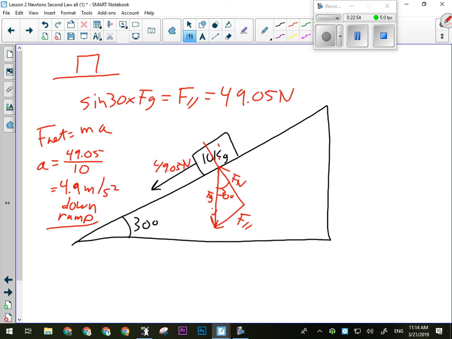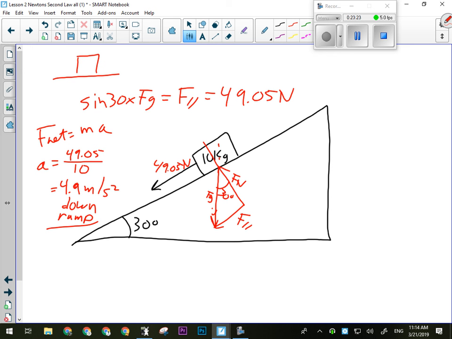If I change this angle here, so I lower the ramp, then F_G stays the same, but F normal will get bigger, and F parallel will get smaller until it's level, and there'll be no F parallel because F_N and F_G will be equal. The steeper I make it, the smaller normal force gets, the bigger F parallel gets.